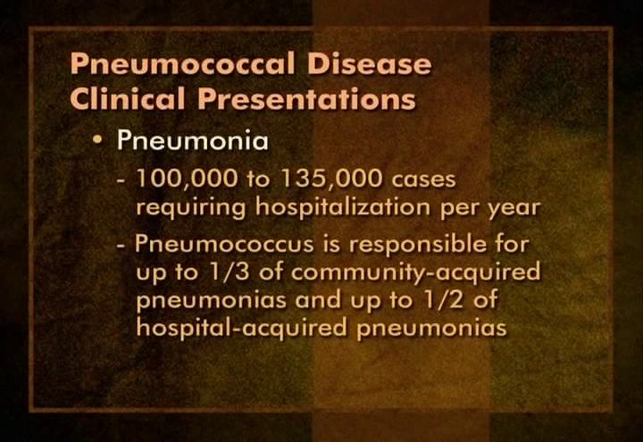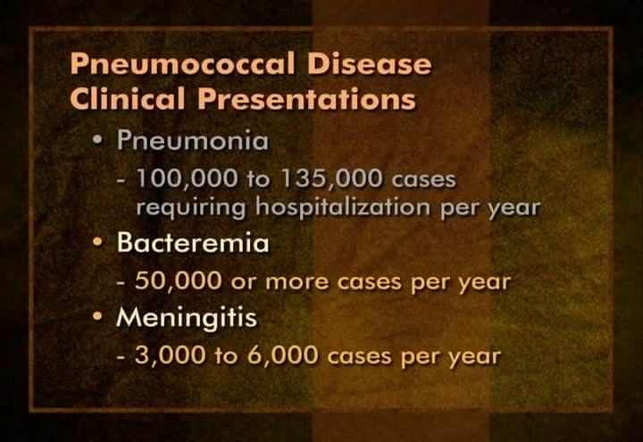The most common clinical presentation is pneumococcal pneumonia. Among adults, an estimated 100,000 to 135,000 cases of pneumococcal pneumonia requiring hospitalization occur annually in the U.S. Pneumococcus is responsible for up to one-third of community-acquired pneumonias and up to half of hospital-acquired pneumonias. Pneumococcal pneumonia is also a common complication of influenza and of measles. Pneumococcal bacteremia can be a severe disease with an estimated 50,000 or more cases per year.